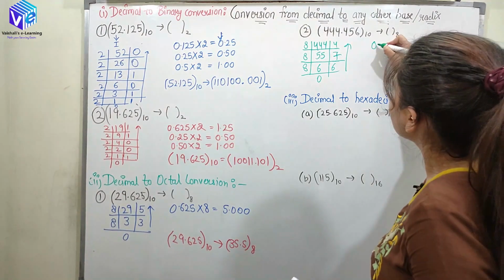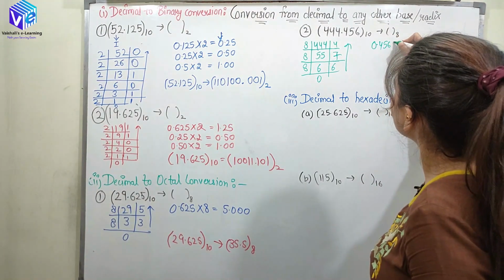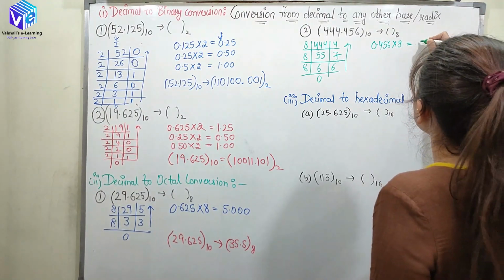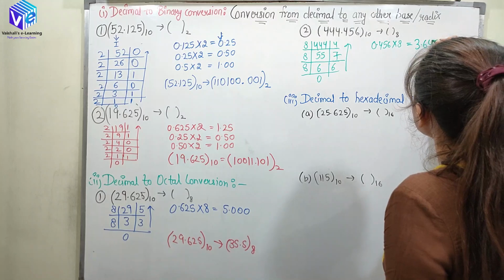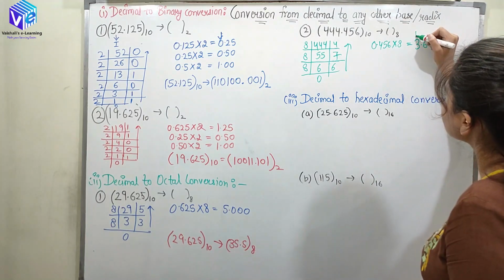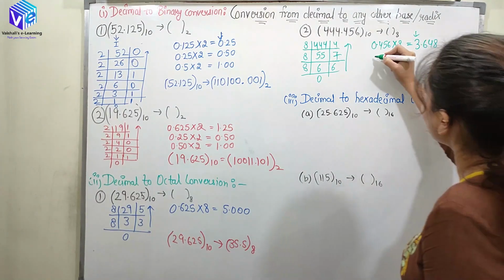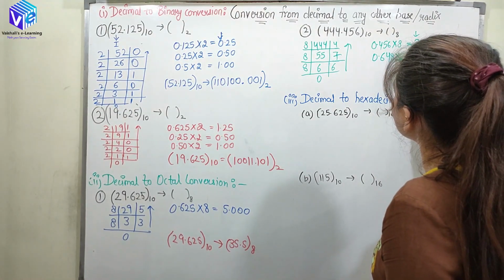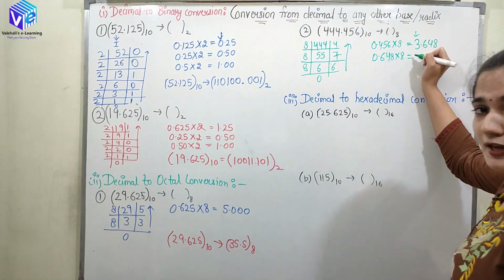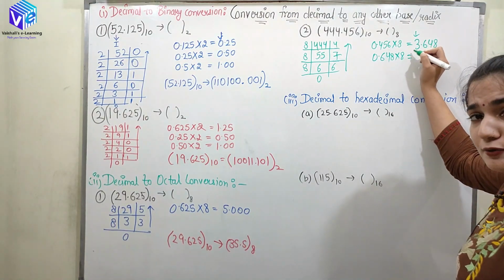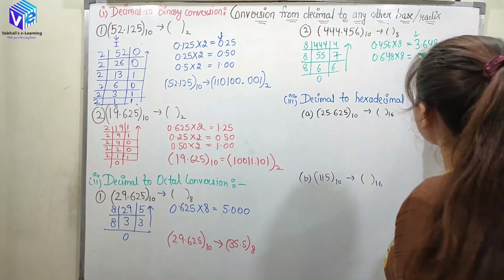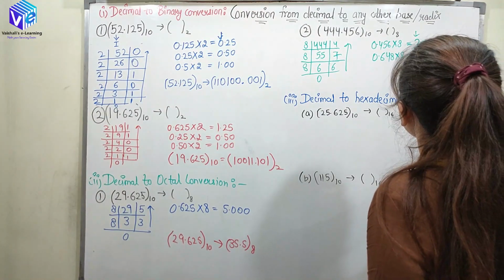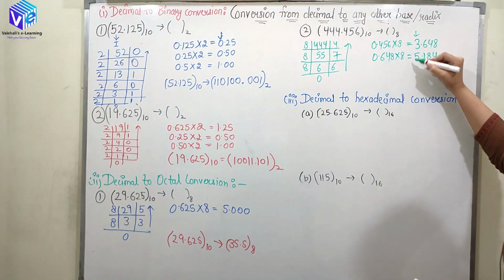Now let's see the fractional part. 0.456 is first multiplied by 8, and you get 3.648, right? Here this is the integer and this is the fractional part. I am going to take the fractional part, which is 0.648, and again multiply it by 8. So what would be the result? You can pull out your calculator and find out the result. It is 5.184. Here again this is my integer.